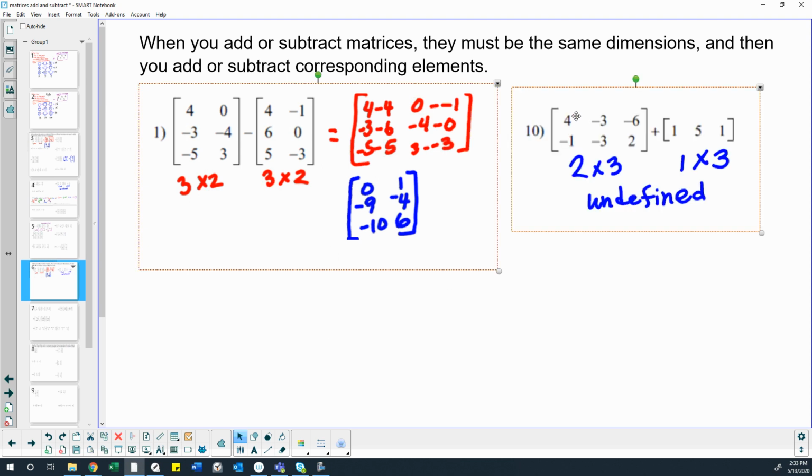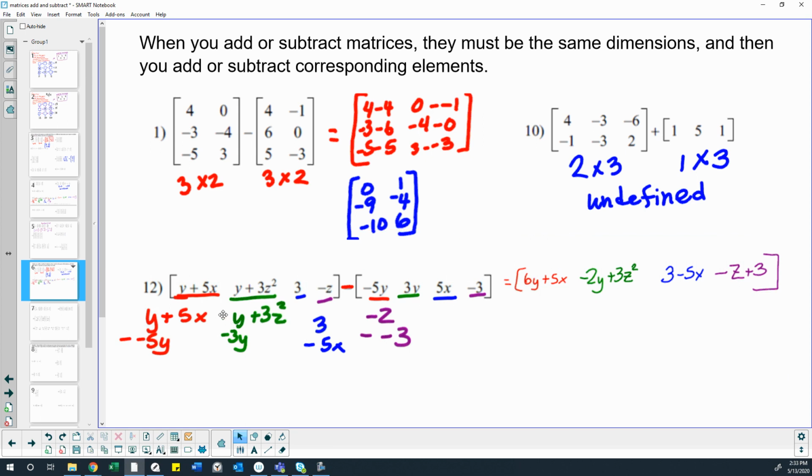Here we have a 2-row by 3-column matrix and a 1-row by 3-column matrix. Since these are different size matrices, we say that the addition for these matrices is undefined. We're not able to do it because we have no definition for adding matrices that are different sizes.